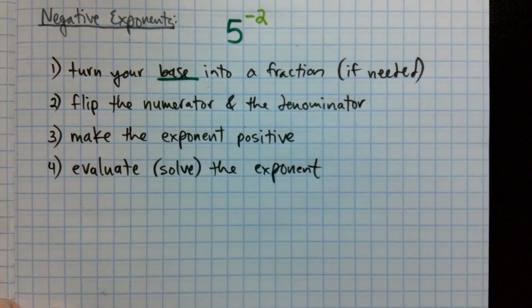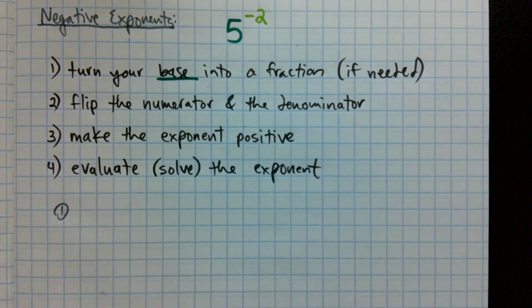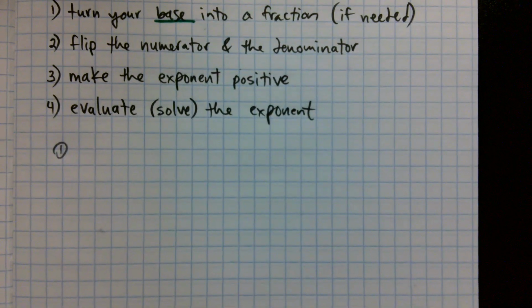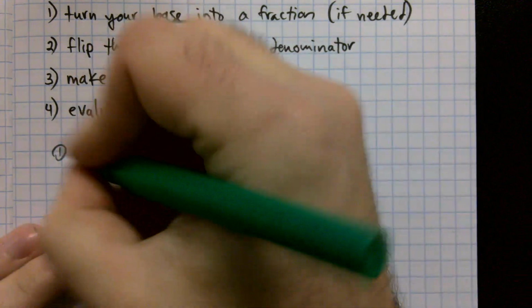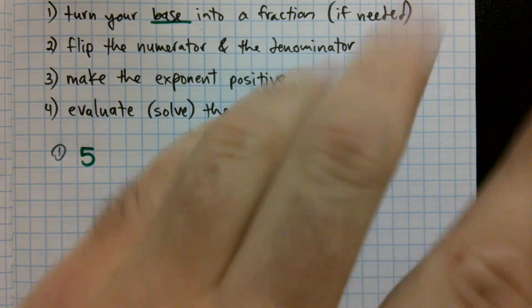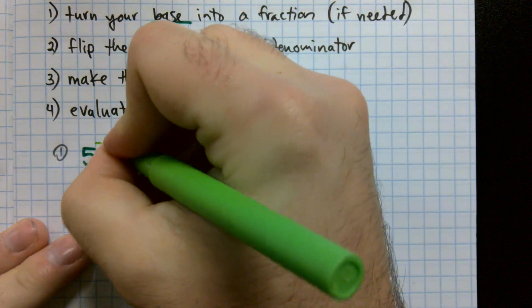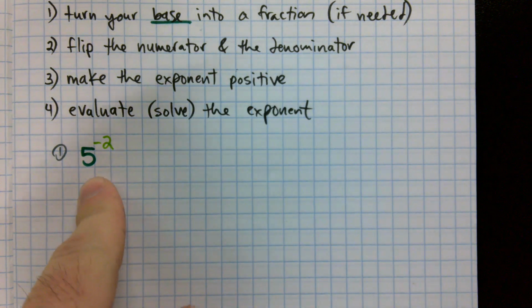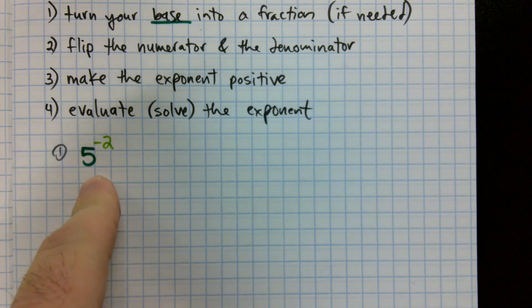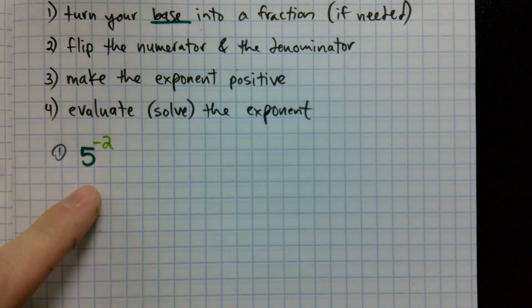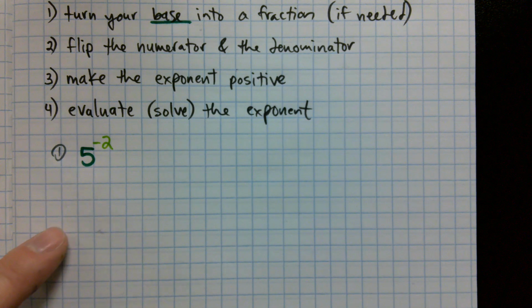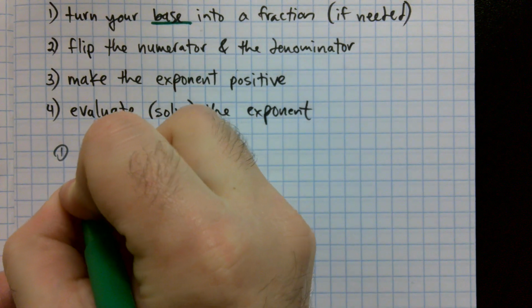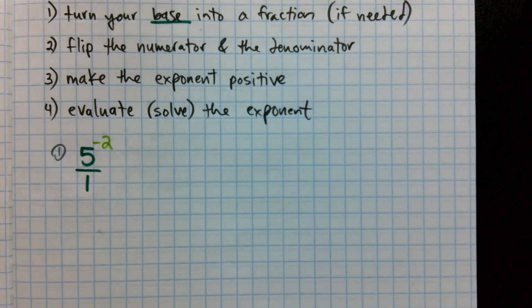So if we have 5 to the -2, let's take this step by step. I'm going to move this down. If we have 5 to the power of -2, what does step 1 say we have to do? Turn your base into a fraction. What's my base in this problem? 5. How can we turn 5 into a fraction without changing the number itself? Put it over 1. Good. I heard a couple people say it. We're going to put it over 1, just like that.